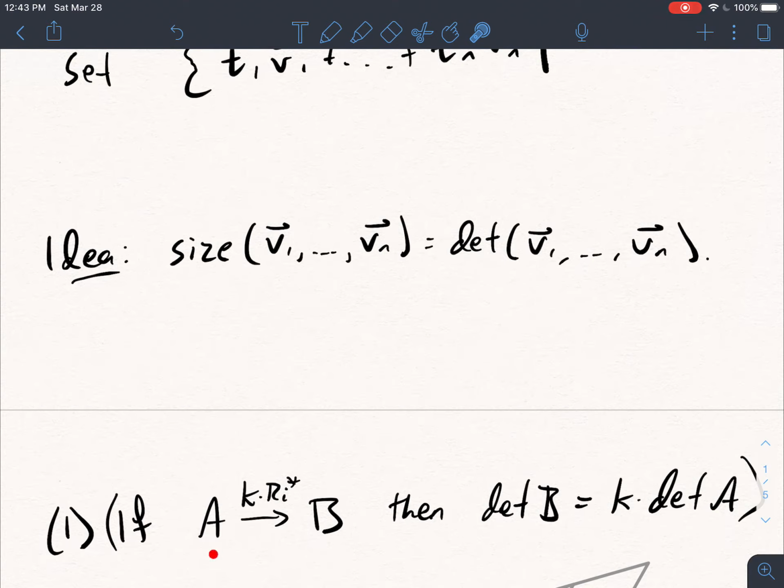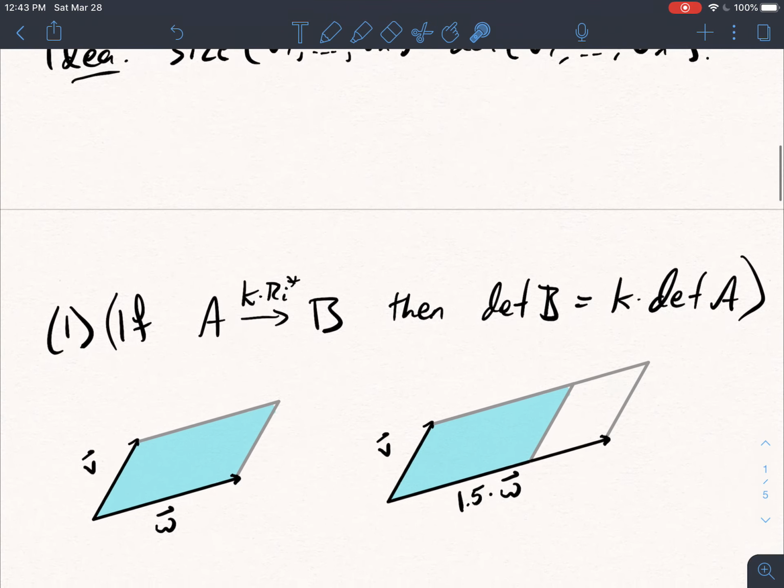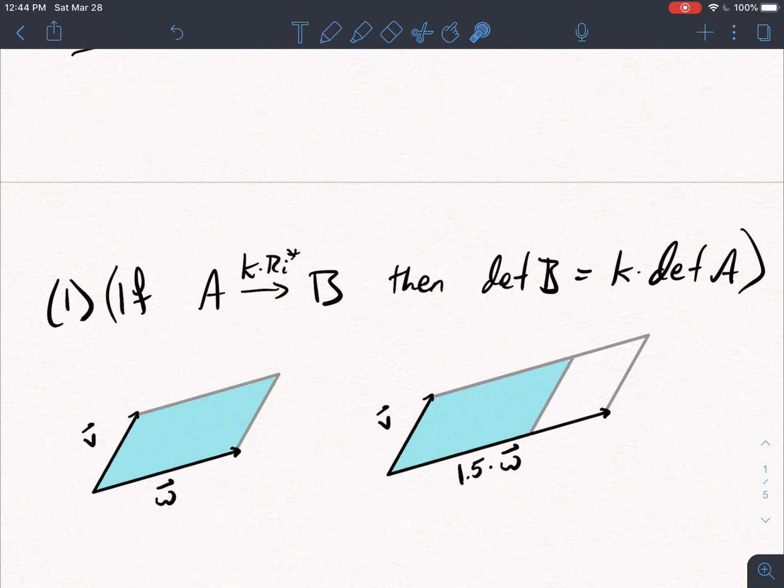So for the first property of determinants, we need to show that if A row reduces to B by multiplying a row by a scalar k, then the determinant of the new matrix is k times the determinant of the previous. So here's a 2-dimensional picture of what's going on here. So here I'm just doing the two-dimensional picture where I have v and w, and the shaded in blue is the box formed by it. And over here, I replace w with a scalar multiple of w.